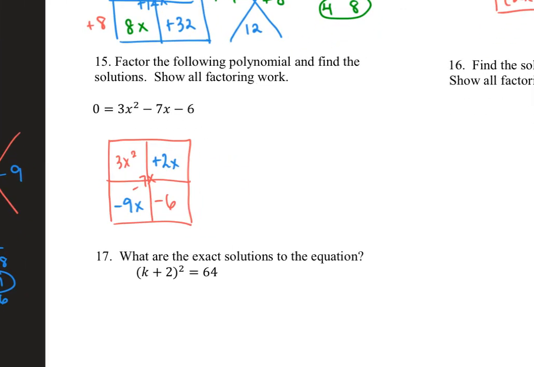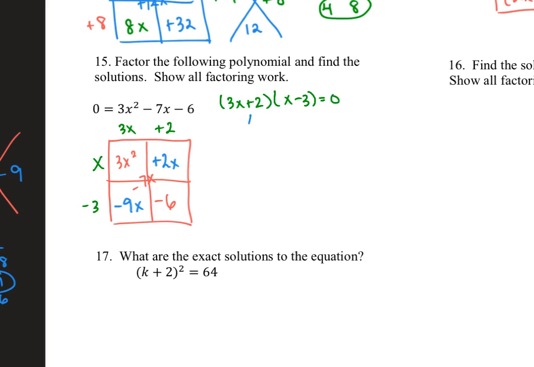Alright, so now to get the outside, we GCF the top row. So 3x squared plus 2x, all they have in common is an x, and then we can work backwards. x times 3x gives me 3x squared. x times positive 2 gives me 2x. 3x times negative 3 will get me negative 9x. So now I have my factored polynomial. (3x plus 2)(x minus 3) equals 0.